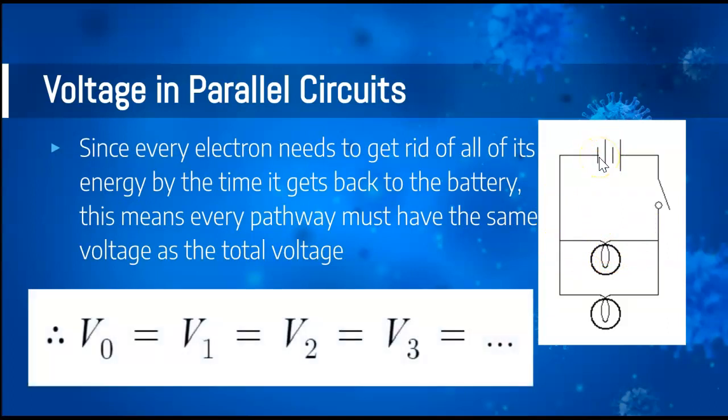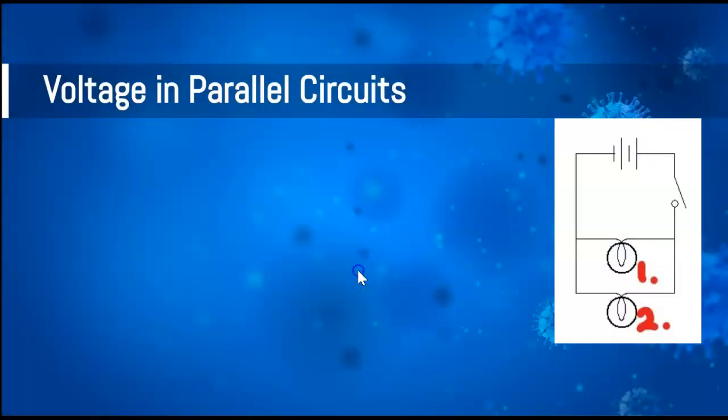All right, so our general equation is V0 is equal to V1 is equal to V2 is equal to V3, which means the voltage of the battery is going to equal the voltage in pathway 1, which is going to equal the voltage in pathway 2, it's going to equal the voltage in pathway 3, etc., etc., etc. Okay? Now, let's try an example.